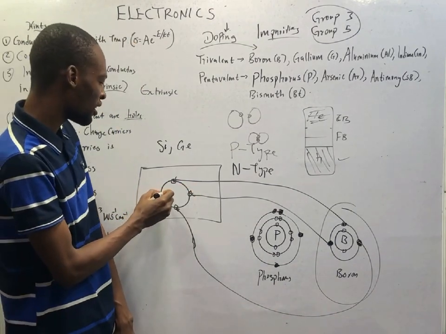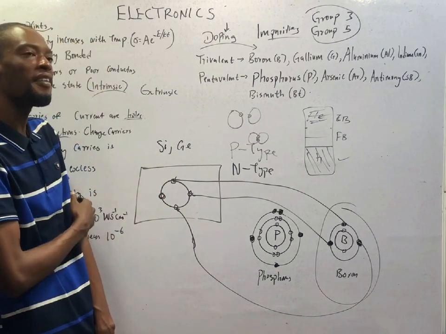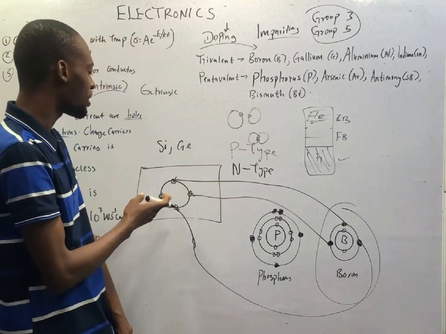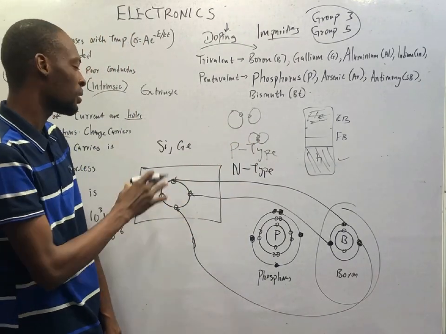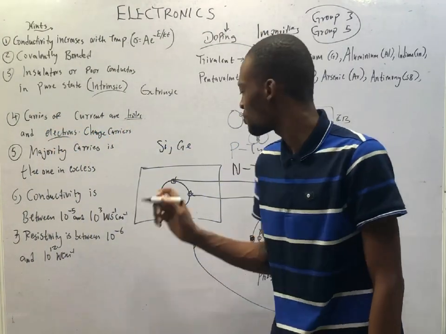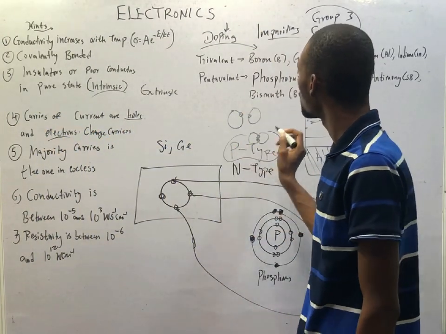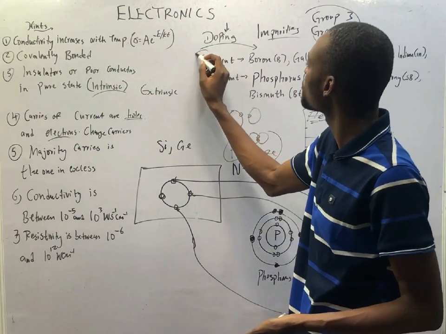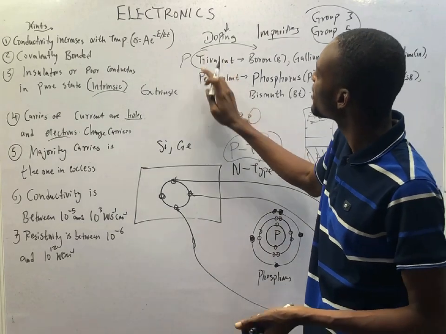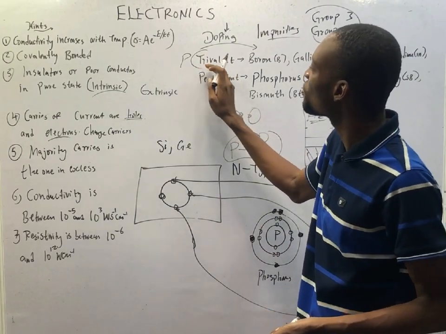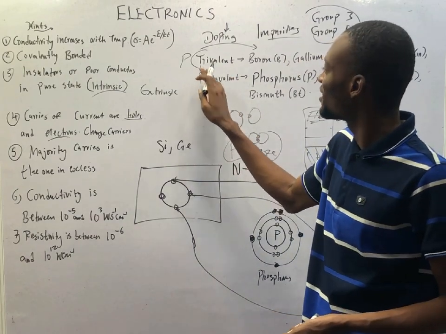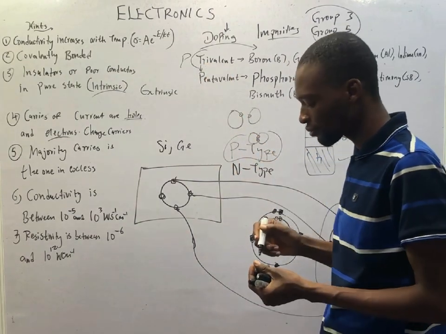We have one hole left to be filled. Since we have more holes than electrons, we form p-type. In p-type, we have extra holes because there are not enough electrons to fill the holes. That is referred to as a p-type semiconductor, which means when you dope with a trivalent impurity, you form p. Look at it: trivalent T, pentavalent P. So when you dope with a trivalent impurity, you form p. You can use that to remember. Trivalent impurity gives you p-type.